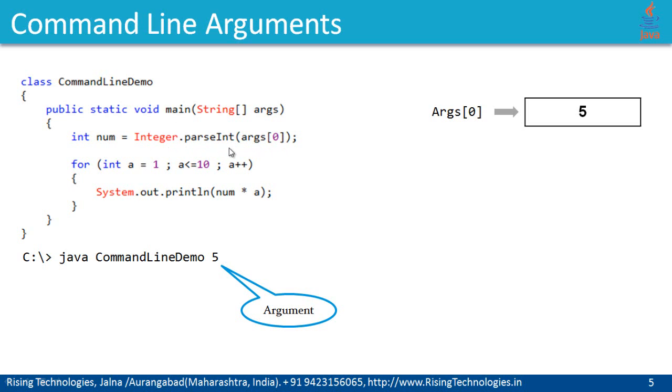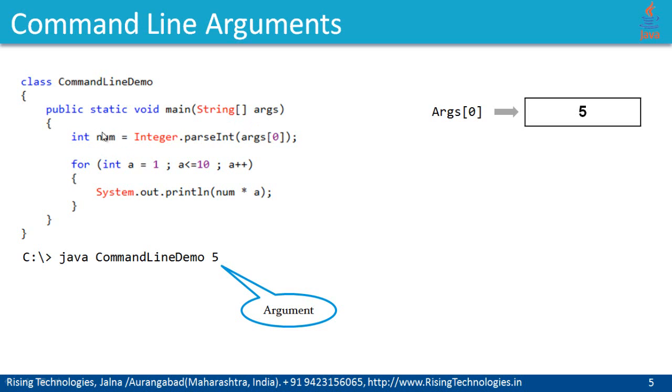If you don't know about data conversion, I strongly encourage you to watch part 4 of this video tutorial about data conversion in Java. So in this example, I know that this value gets stored within the 0th element of this args array. I am retrieving that value from this array, converting it to an integer, and then this value will be stored in this num variable.